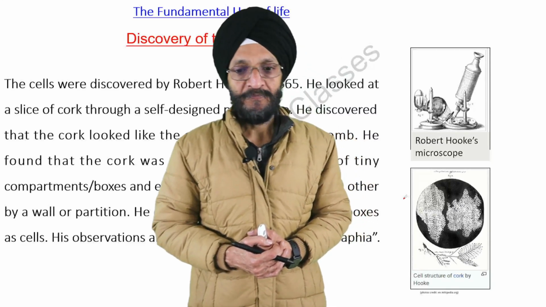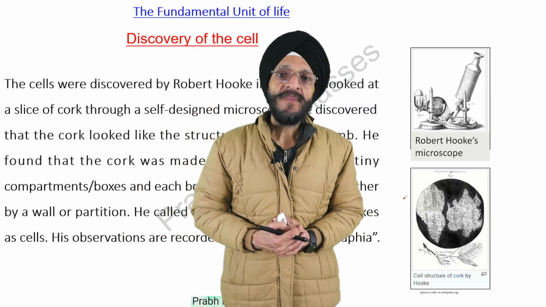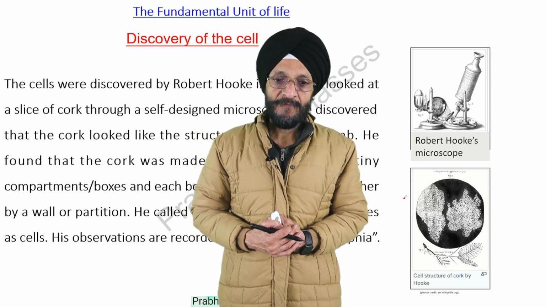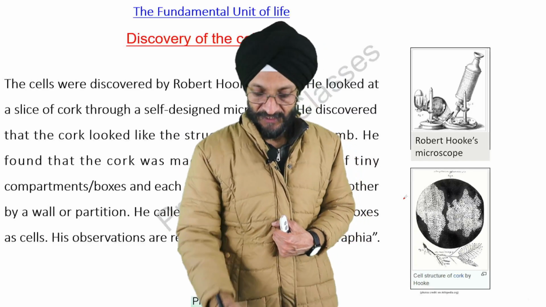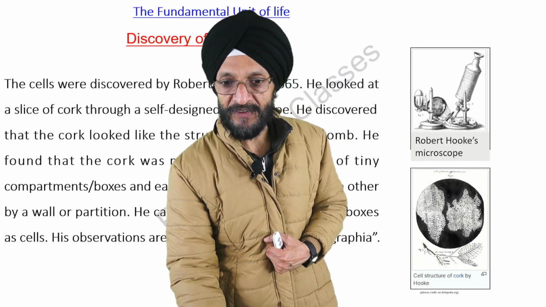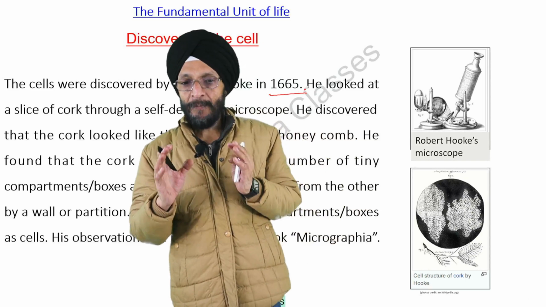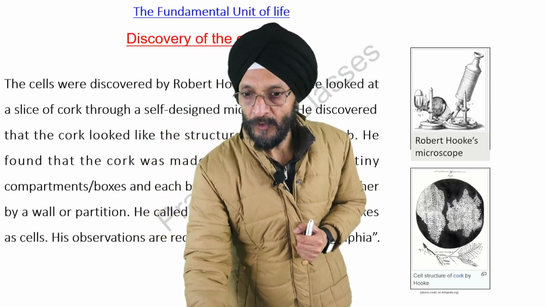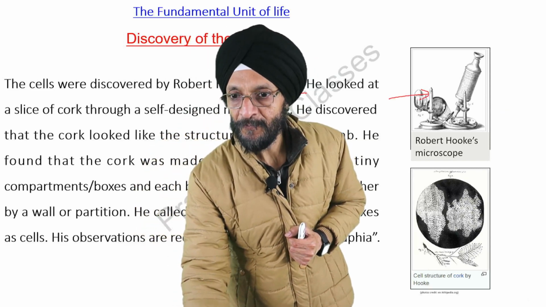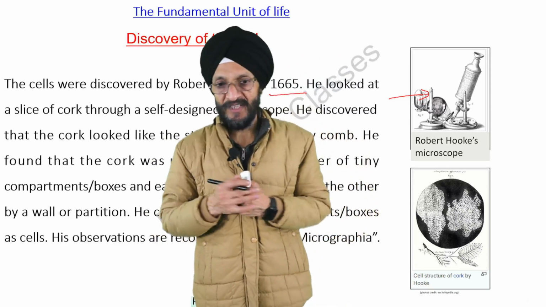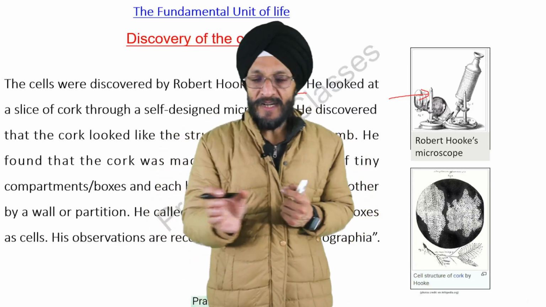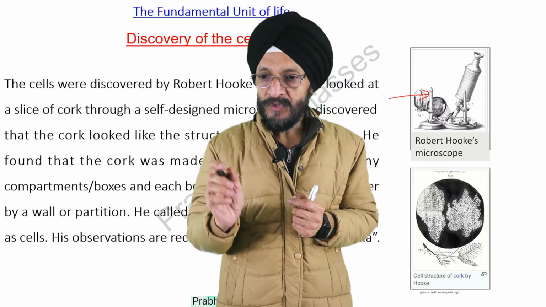Discovery of the cell. Robert Hooke was a great scientist. He discovered the cells in 1665. He had designed a microscope himself. You can look at the picture of the microscope he had designed. He looked at a slice of cork through this microscope.